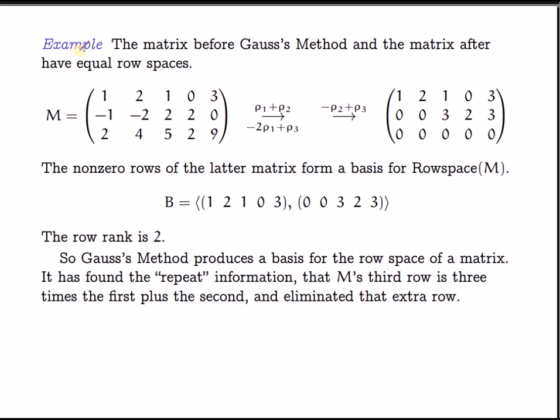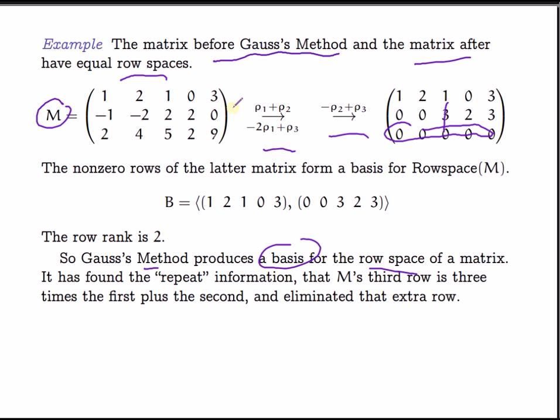Okay, so let's do an example. A matrix before Gauss's method and the matrix after Gauss's method have equal row spaces, by the two things that we've just shown. Here's my matrix before Gauss's method, and then apparently these row reductions will take me here. Notice there is a 0 row here. So in fact, the row rank is 2, because I can reduce this to 2 linearly independent rows. So Gauss's method actually produces a basis for the row space, because it is a linearly independent set that spans the row space.